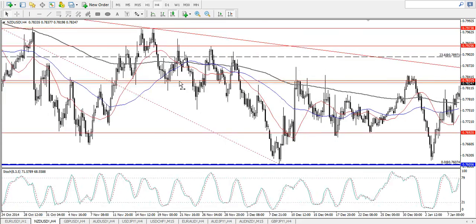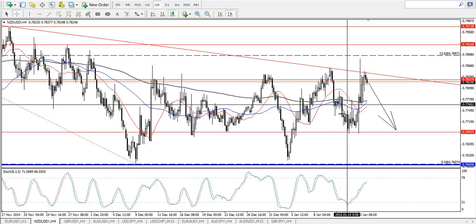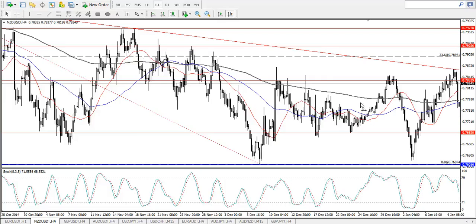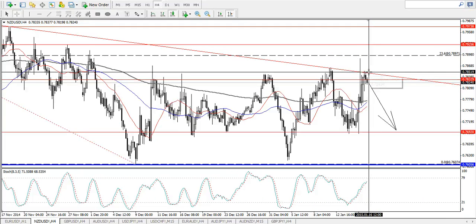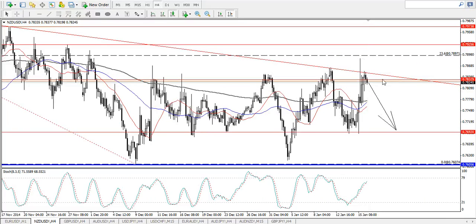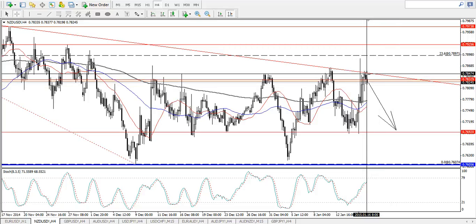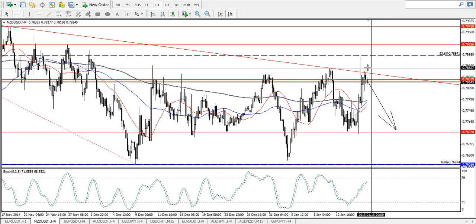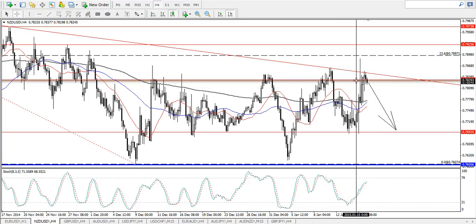Alright, this is a 4 hourly chart. As you can see, the price retraced all the way back to the top of, or rather, it touches the falling trend line, and we are seeing price is being exhausted, and it begins to fall. Right, so this could be a setup to go for the shorts.